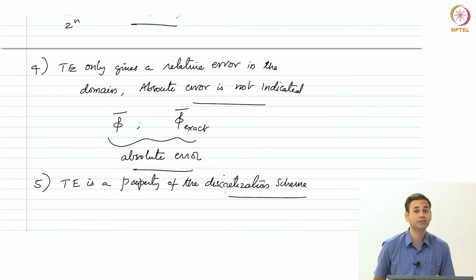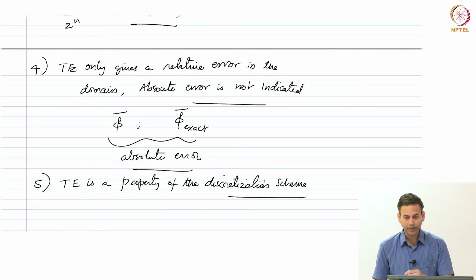That means if we change the discretization scheme, instead of second order, if you go for third order accurate, you have the truncation error much smaller. If we have a fourth order accurate scheme, then your truncation error will be of the order of delta x to the power 4. So, that is why this is a property of the discretization scheme.